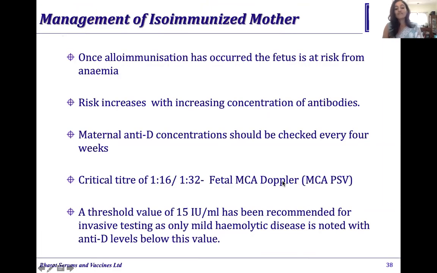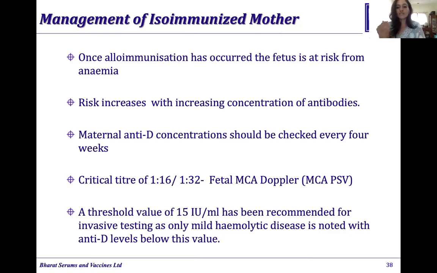A very brief look at the management of an isoimmunized mother. It is not really the premise of today's talk to discuss in detail how to manage an immunized mother, an Rh negative mother who is already positive for anti-D antibodies, but here is a brief look. Once alloimmunization has occurred, the fetus is at risk from anemia. Risk increases as the antibody titer increases. So once we find the ICT is positive in the mother, it's a qualitative test, we request for titers that will be quantitative.